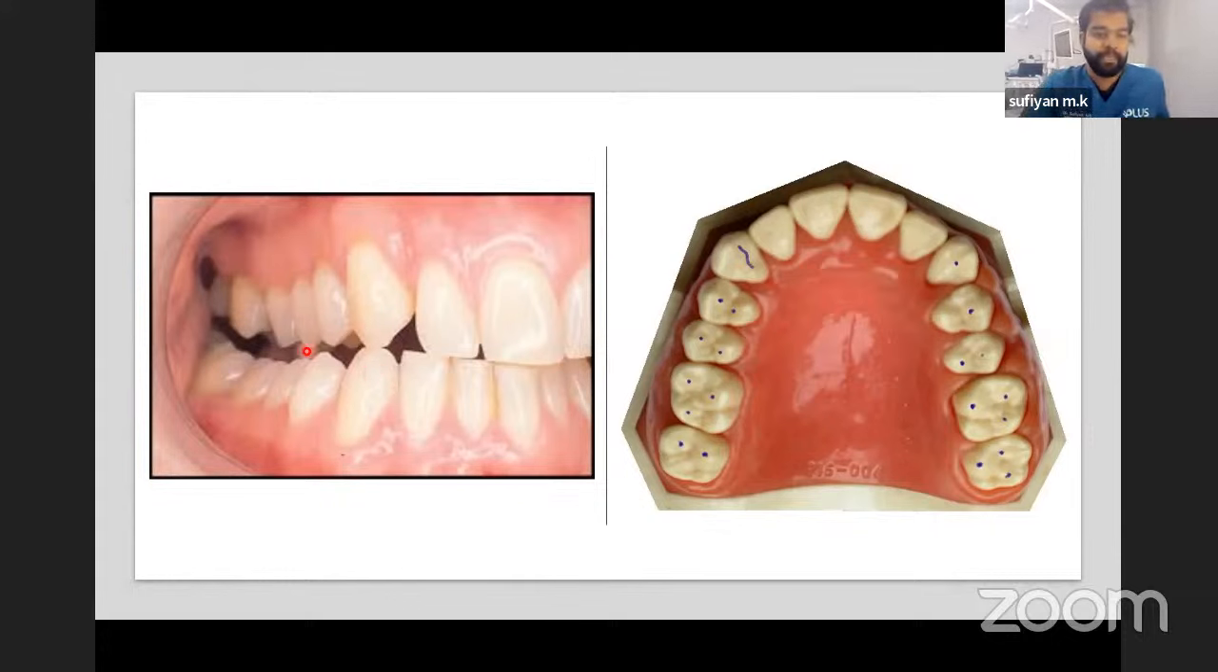Canine to canine is touching. You make sure no posterior teeth are touching with each other. Okay, only one articulating paper mark, that is a canine, should be there.